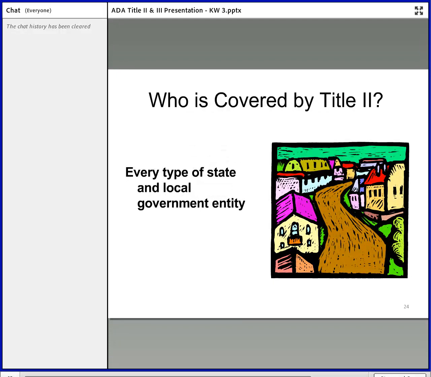And again, it's any type of state or local governmental entity that is covered. So again, we're talking about any type of township, municipality, executive leadership, or judicial branch, state or local government entities as well. Next slide.